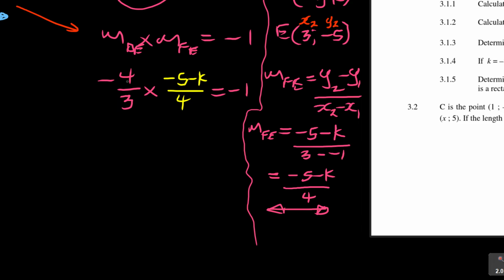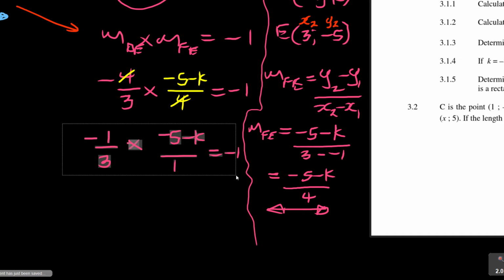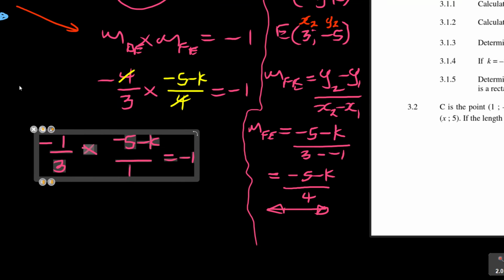Okay, that's the 4. So am I cancelling the 4? I think yes, that's what I'm supposed to do. I cancel the 4 here, not the minus 4. So what do I have? I have minus 1 over 3, see that? And then times minus 5 minus k over 1 is equal to negative 1. So if I can just bring this thing a little bit this side.